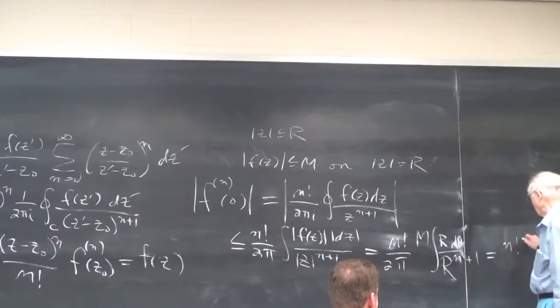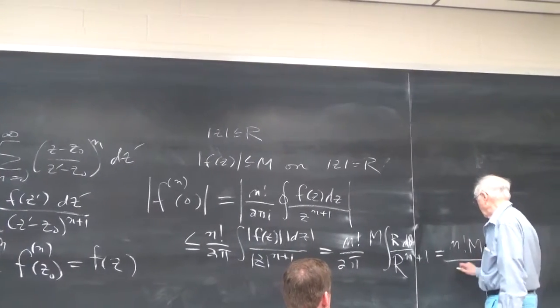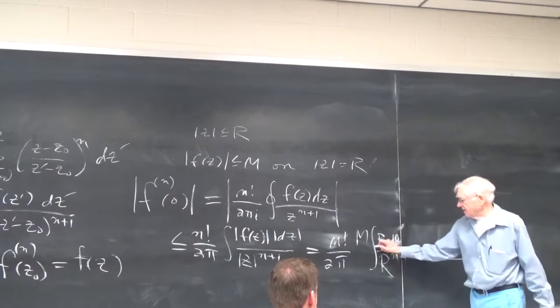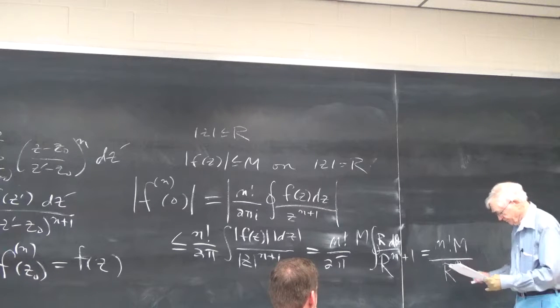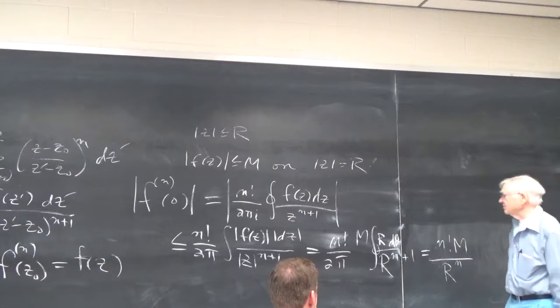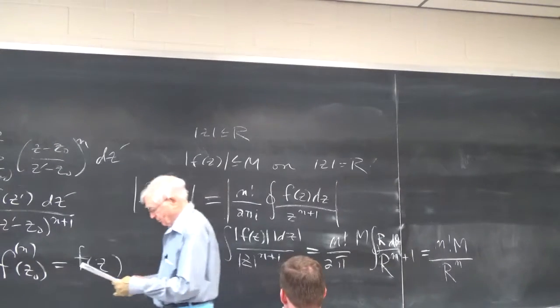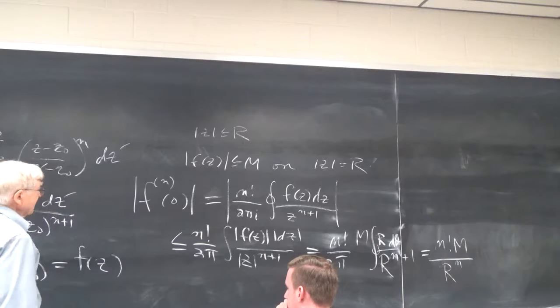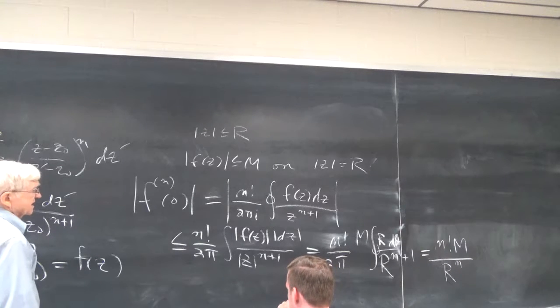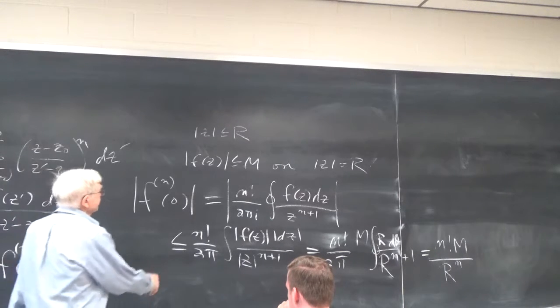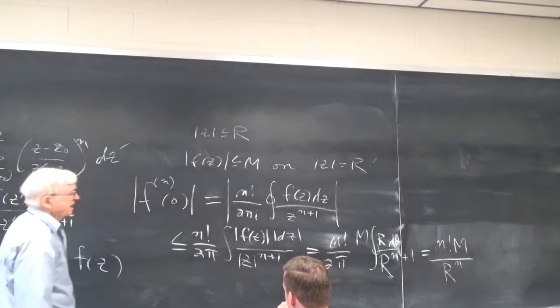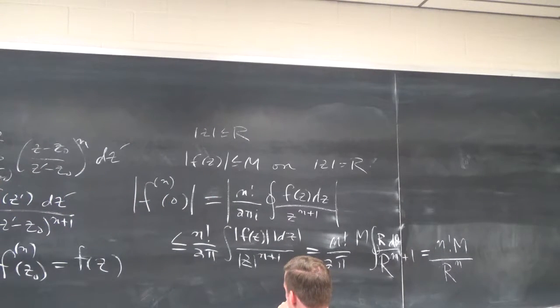So this is n factorial M. The 2 pi's cancel because this integral d theta generates a 2 pi, and so this is over r to the n. And so we've got a bound for the nth derivative of an analytic function at the origin. It's less than or equal to n factorial M over r to the n if the function f of z is bounded by M on a disk about the origin of radius r. This is one version of Cauchy's inequality.